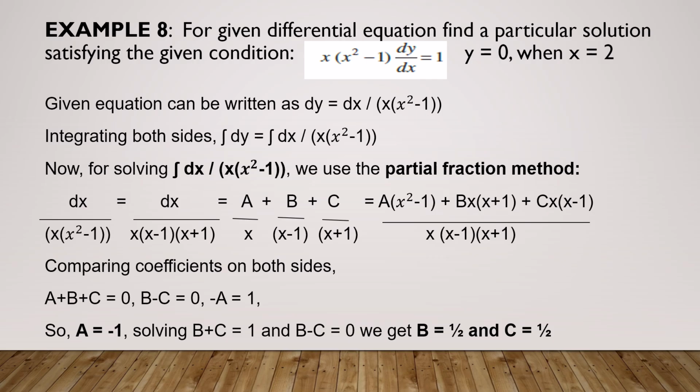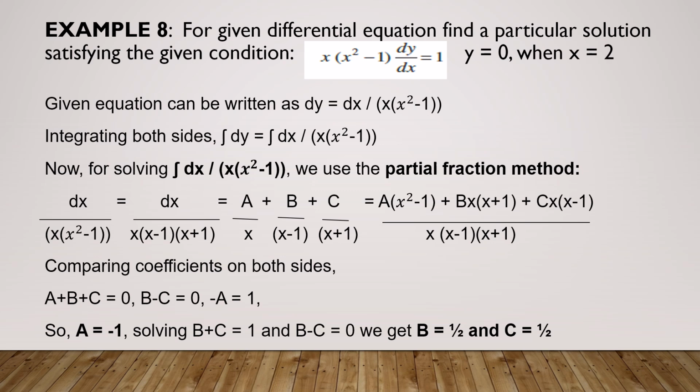So first of all, if you compare the coefficient of x square, on the left hand side the coefficient of x square is 0 because it is only 1 into dx, no other term is there. On the right hand side, the coefficient of x square is a plus b plus c. So a plus b plus c is 0, that is the first equation. Then when you compare the coefficients of x, again on the left hand side there is no term involving x in the numerator, so it is 0. But on the right hand side, the terms involving x are b minus c. So b minus c is 0. This is the second equation.